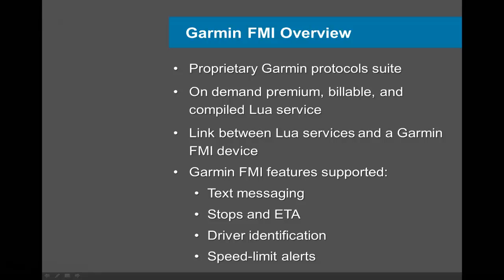Version 2.1 of the GarminFMI service supports the bulk of FMI version 2.7 features, including text messaging, quick messages with canned responses, stops, and estimated time of arrival, driver identification and statuses, speed limit alerts, and many more. Future versions of the GarminFMI service will support even more features of the FMI protocols as they become available.